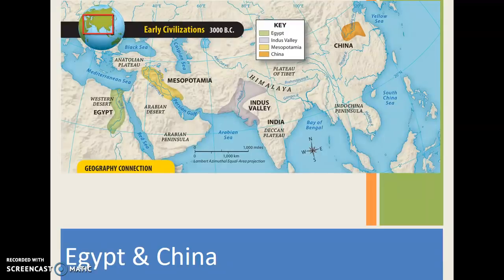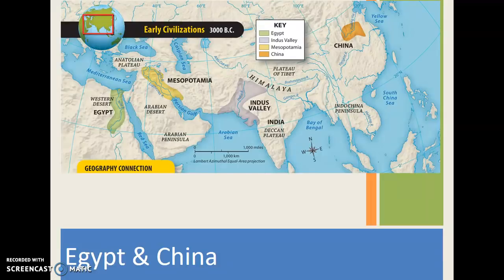So what we're going to be doing today is talking about two early river valley civilizations. We're going to start with Egypt, which is in northern Africa along the Nile River, and then we're going to move all the way over to the far east in the Huanghe River Valley in China.